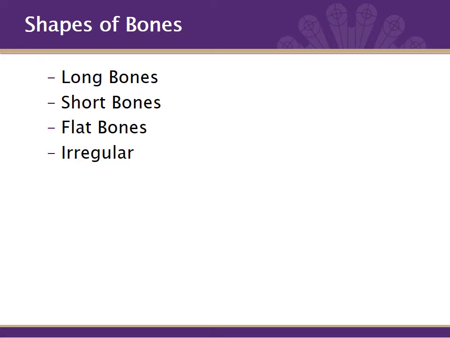Flat bones, as the name implies, are flat. Their purpose is to enclose and protect and provide broad surfaces for muscle attachments. These are the cranial bones, ribs, sternum, and scapula.